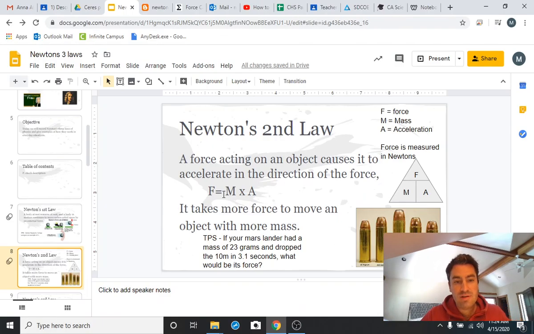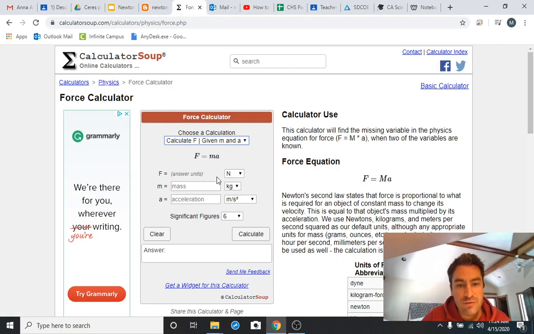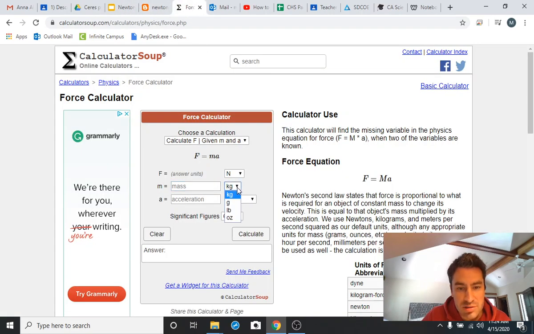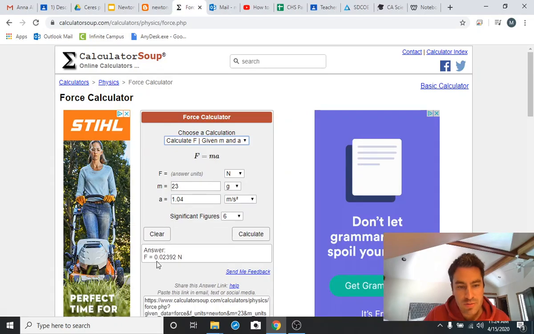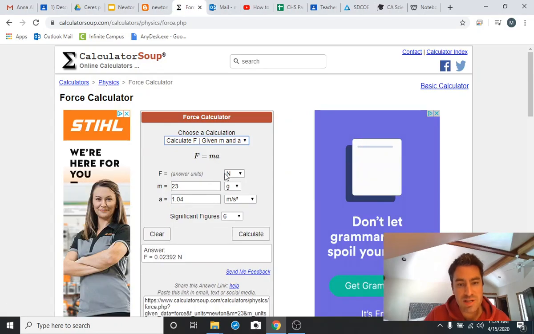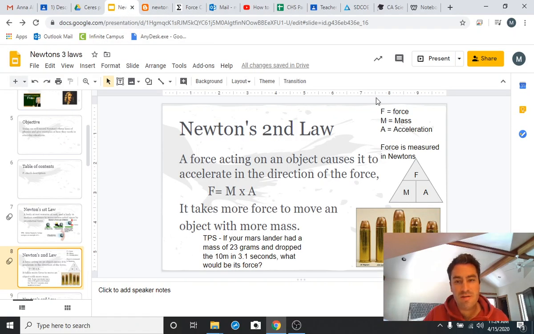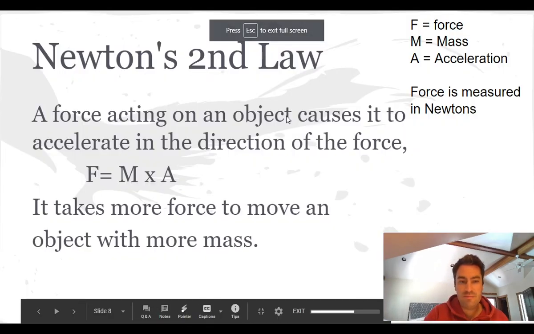Now I'll give you guys some of these problems later. I have a little force calculator. Our mass was 23 grams, so we're not doing it in kilograms, we're doing it in grams. 23 grams, and our acceleration was 1.04 meters per second squared. So the force would be 0.02 newtons. That's mass times acceleration, and it's giving it in newtons. So very small force that this Mars lander would have.